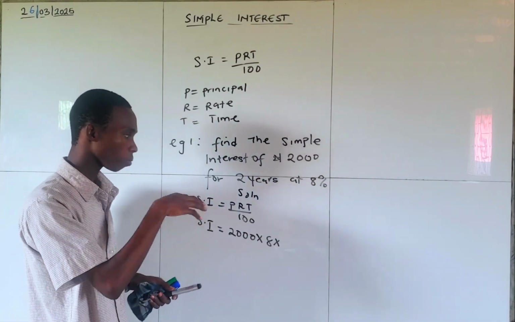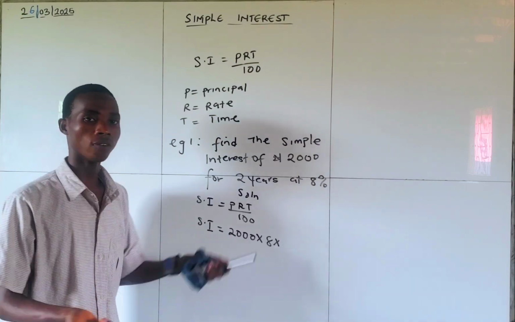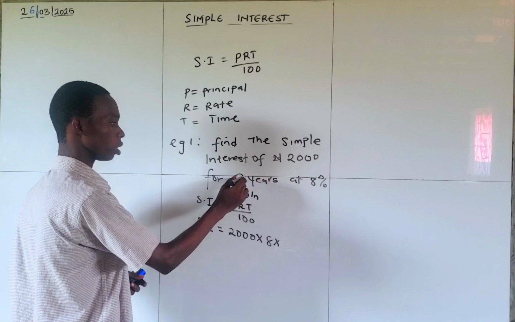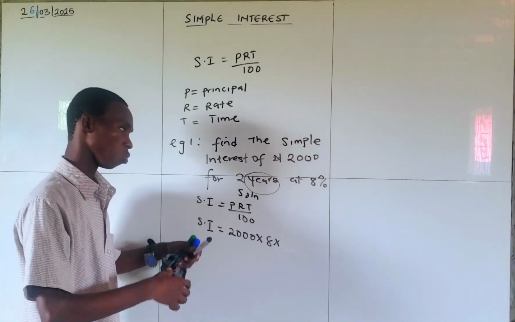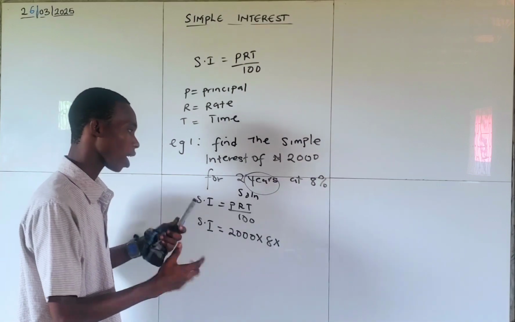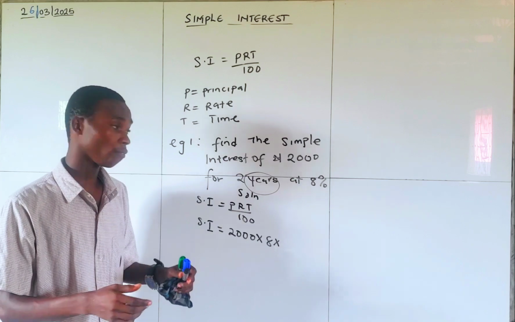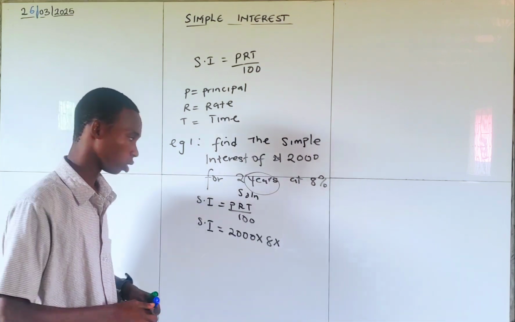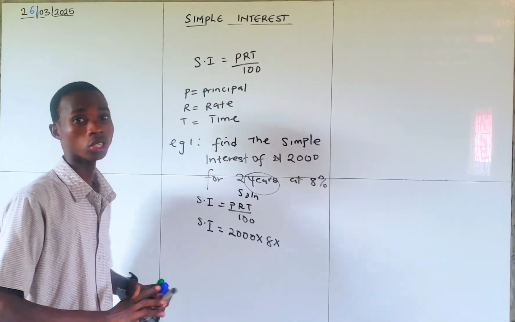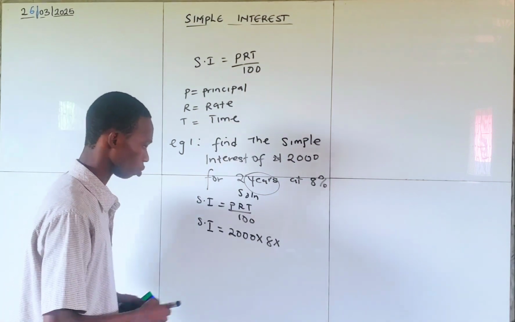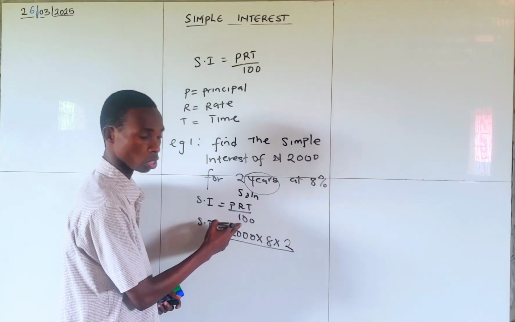Now, while solving for simple interest, if they are giving you maybe a day or a month, you make sure that you convert it to a year. This is something very important while solving for simple interest. We always convert any month or any day they are giving us to a year in order to solve for that particular simple interest. Here they are giving us a year, so the time here is correct. We don't need to convert it anymore. So let's continue. We put our 2 here over our 100, which is constant.